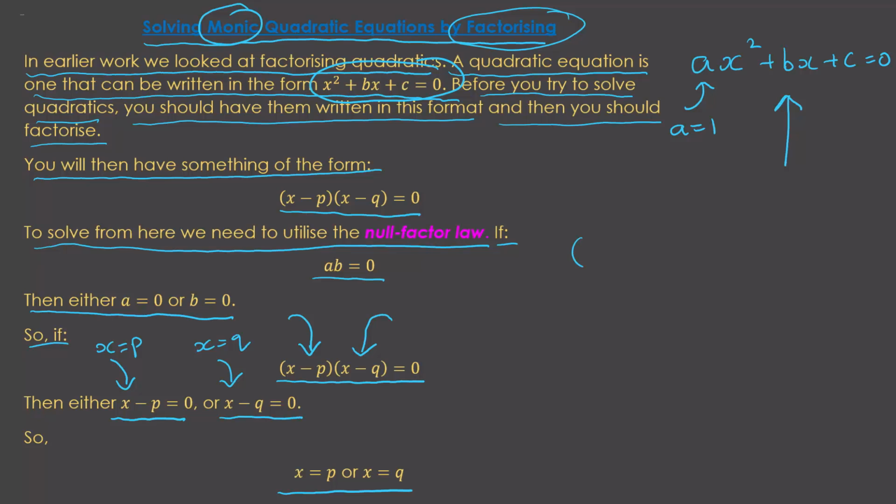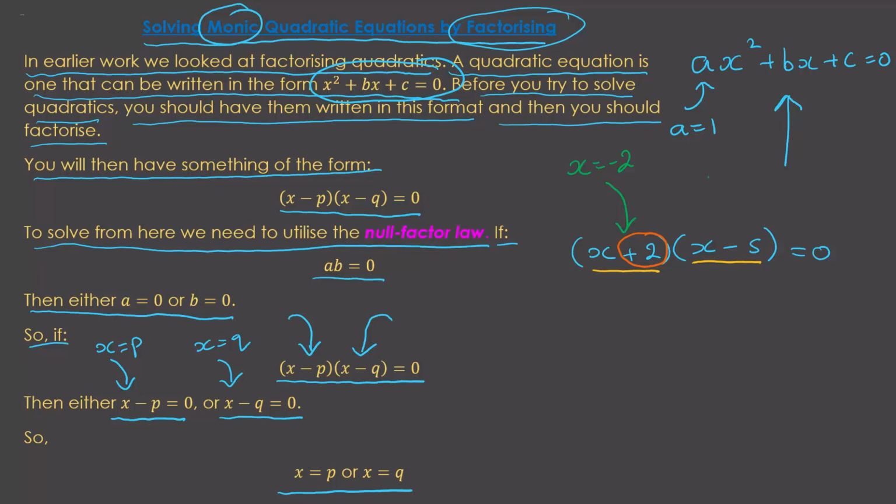This is reasonably straightforward. If we have x plus 2, x minus 5 is equal to 0, then either the contents of this bracket are 0 or the contents of this bracket are 0. So what would x be to make the contents of this bracket 0? Should be fairly clear that x equals negative 2 will do that. So all we're doing there is changing the sign here.